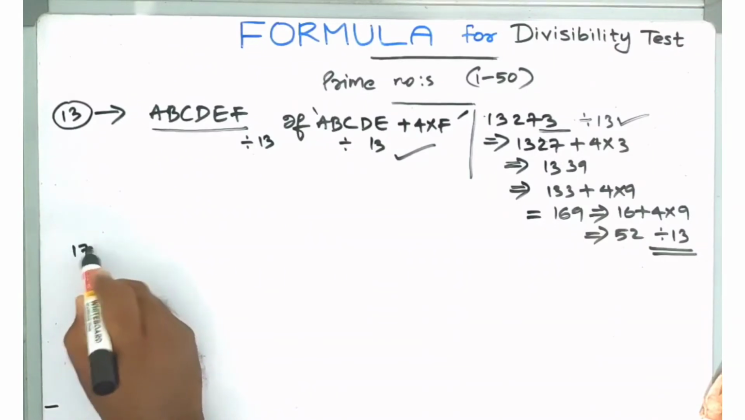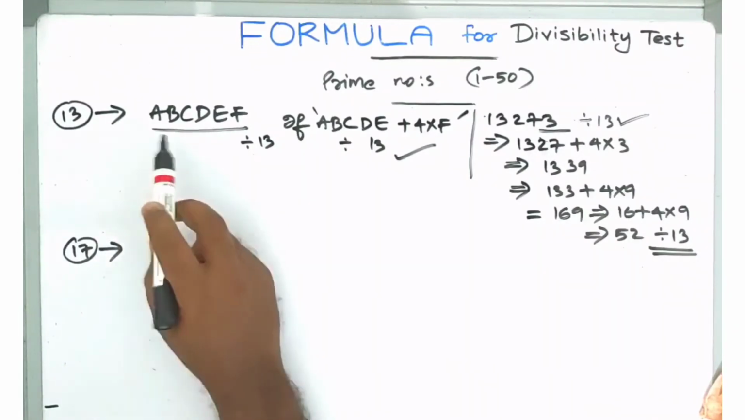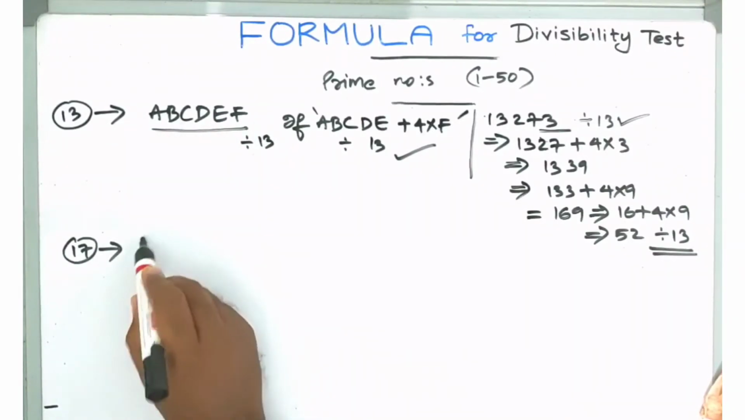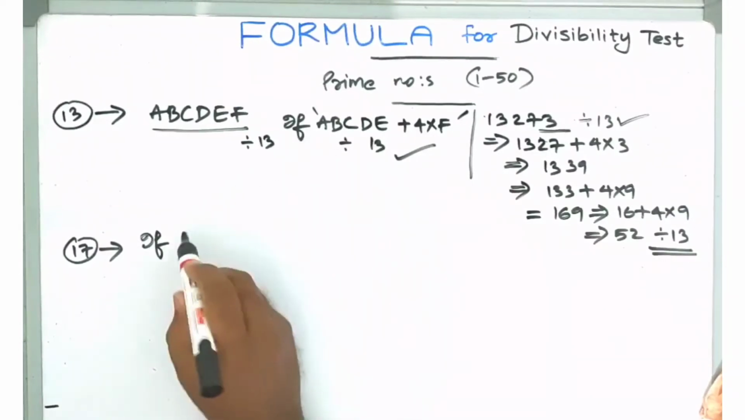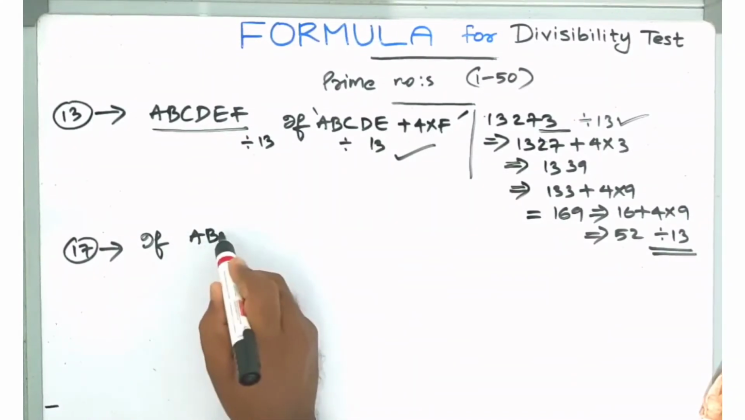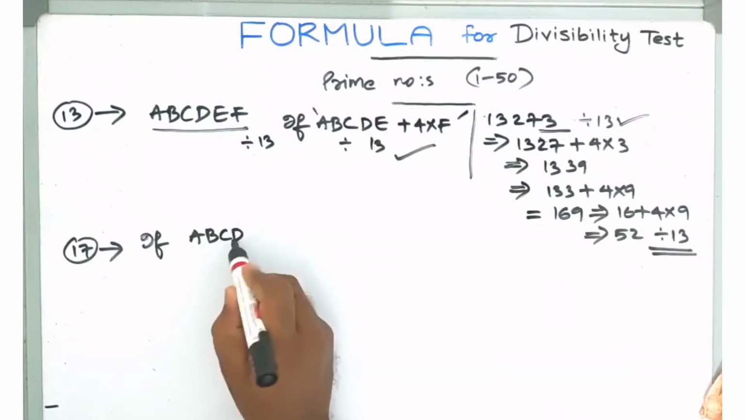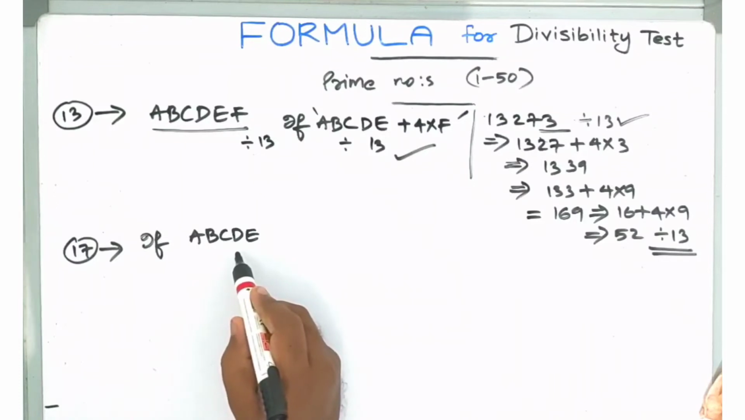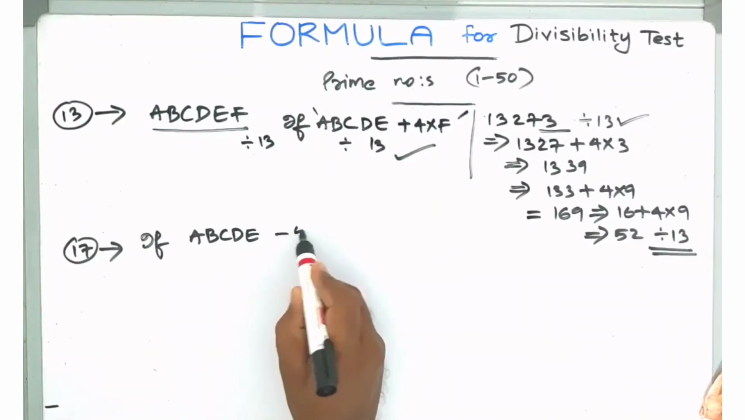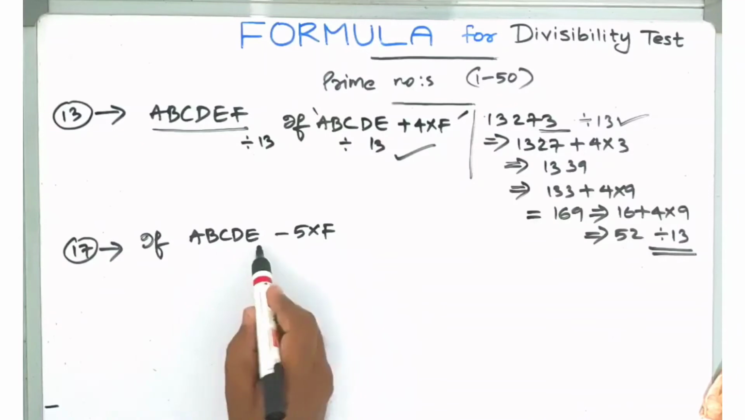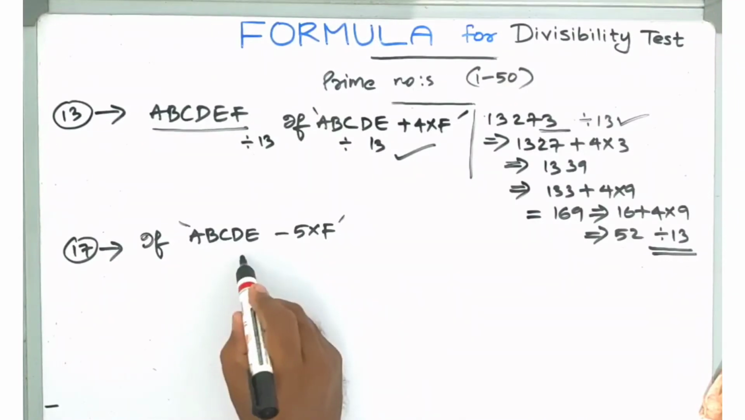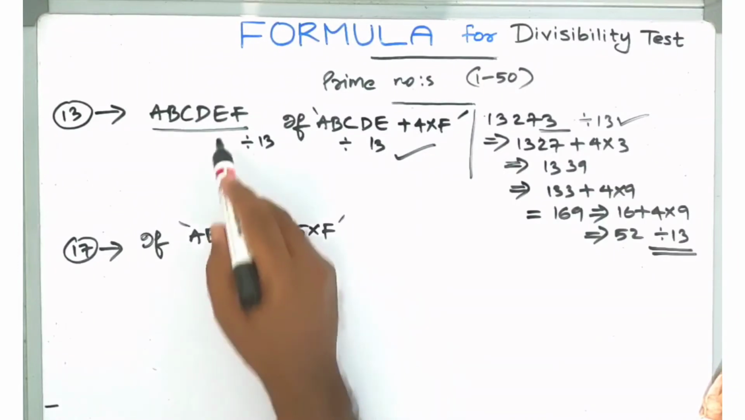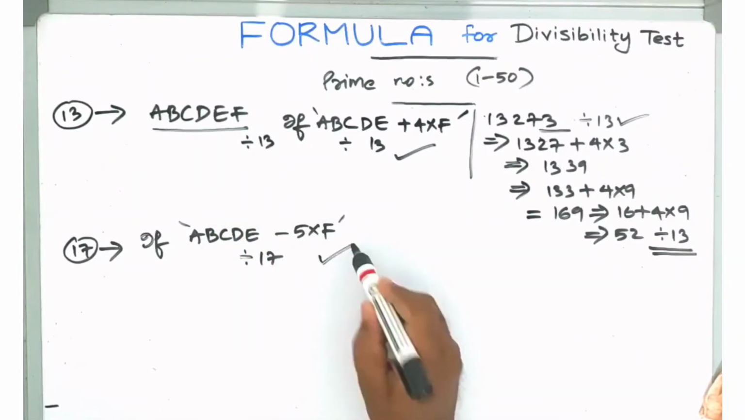Our next prime number is 17. In this case, we have to find whether this number is divisible by 17 or not. So the rule here is the same. We have to select the last digit of this number, that means it is F, and we have to subtract 5 into F from this number. If the answer is a number which is divisible by 17, then this whole number will be divisible by 17.